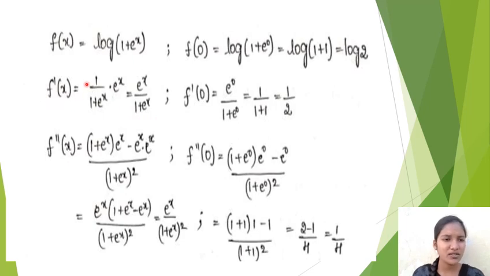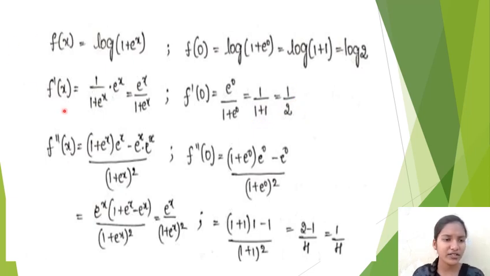If we substitute 0 for x, that is f dash of 0 is equal to e power of 0 by 1 plus e power of 0. That is equal to 1 by 1 plus 1, that is equal to 1 by 2.